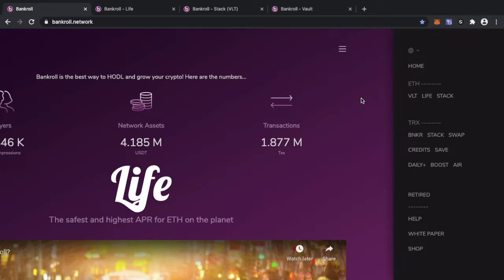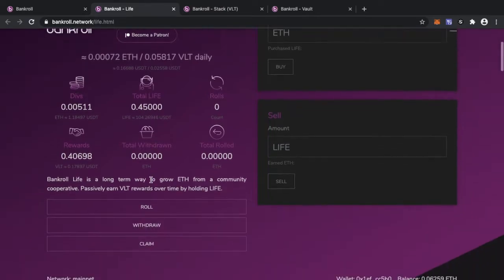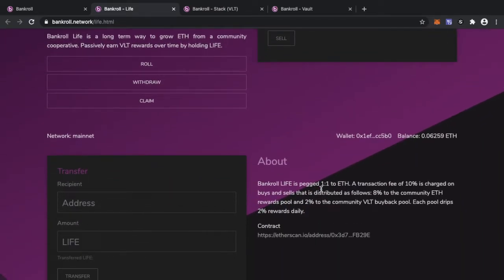So Life is the equivalent of Bankroll credits, but on the Ethereum blockchain. So this is Bankroll Life. It's very simple. It is pegged 1 Life to 1 Ethereum. To purchase Life, it's a 10% in and a 10% out. But it is pegged 1-to-1, so you never lose value. So Life is, in theory, Ethereum. The transaction fee of 10% is charged on buys and sells, and it is distributed as follows.